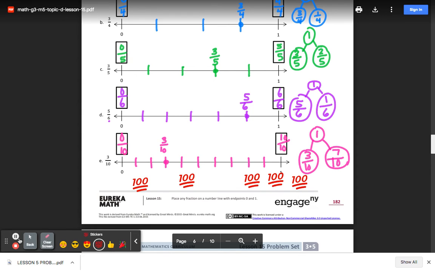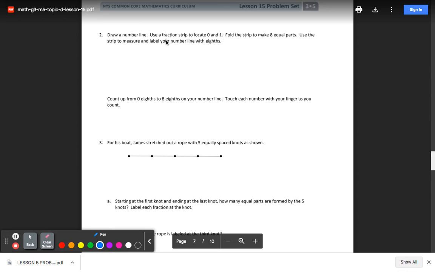Excellent. Okay, on number 2, it says draw a number line, use a fraction strip to locate 0 and 1, fold the strip to make 8 equal parts, and use the strip to measure and label your number line into 8. So we're looking at 8s right now. So let's draw us a nice size number line. It's got arrows on each end. Remember, we're starting with 0, and we're going to end with 1. And so we're going to break it down into 8s.